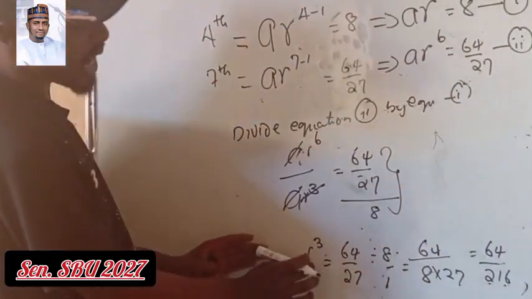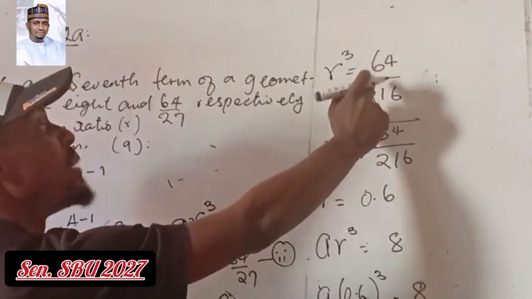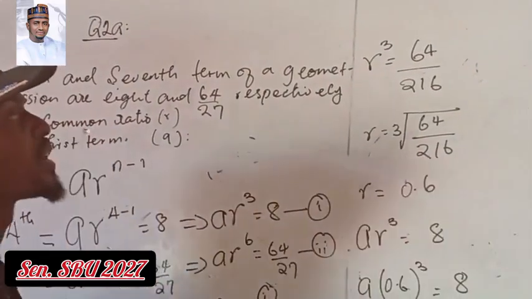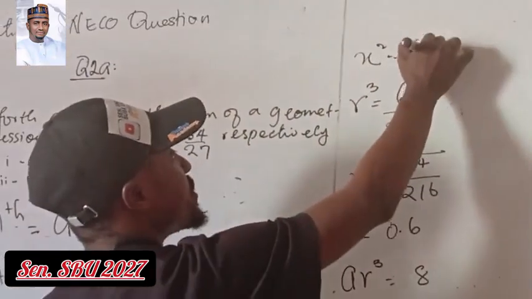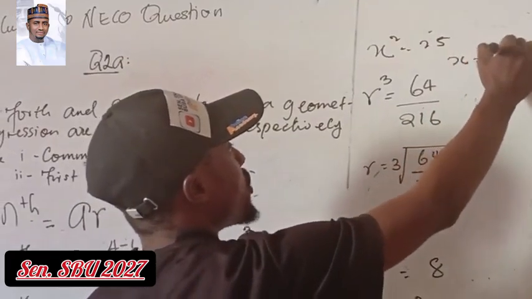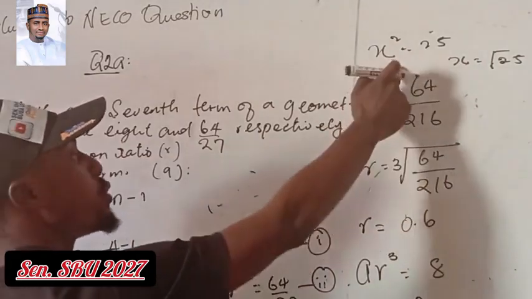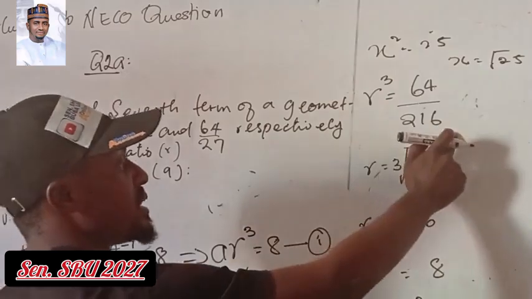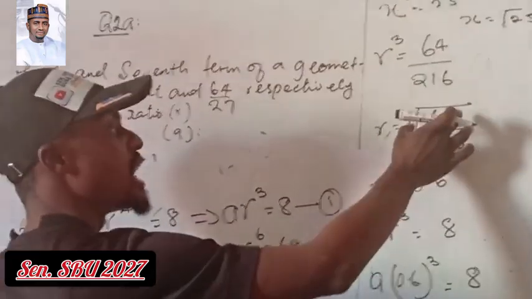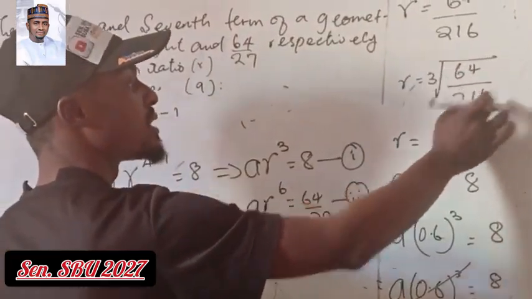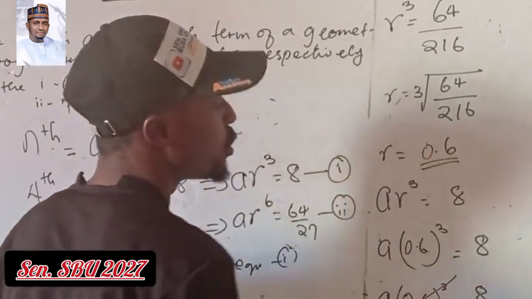Therefore, you are going to have r^3 equals 64 divided by 216. Now, if you want to understand this very well, remember if x squared equals 25, x without the square is equal to the square root of 25. The same thing applies here. r cubed is equal to 64 over 216, so r without the cube will be the cube root of 64 over 216. If you press the cube root of 64 over 216, your r will be equal to 0.6. And we have successfully obtained the value of r.